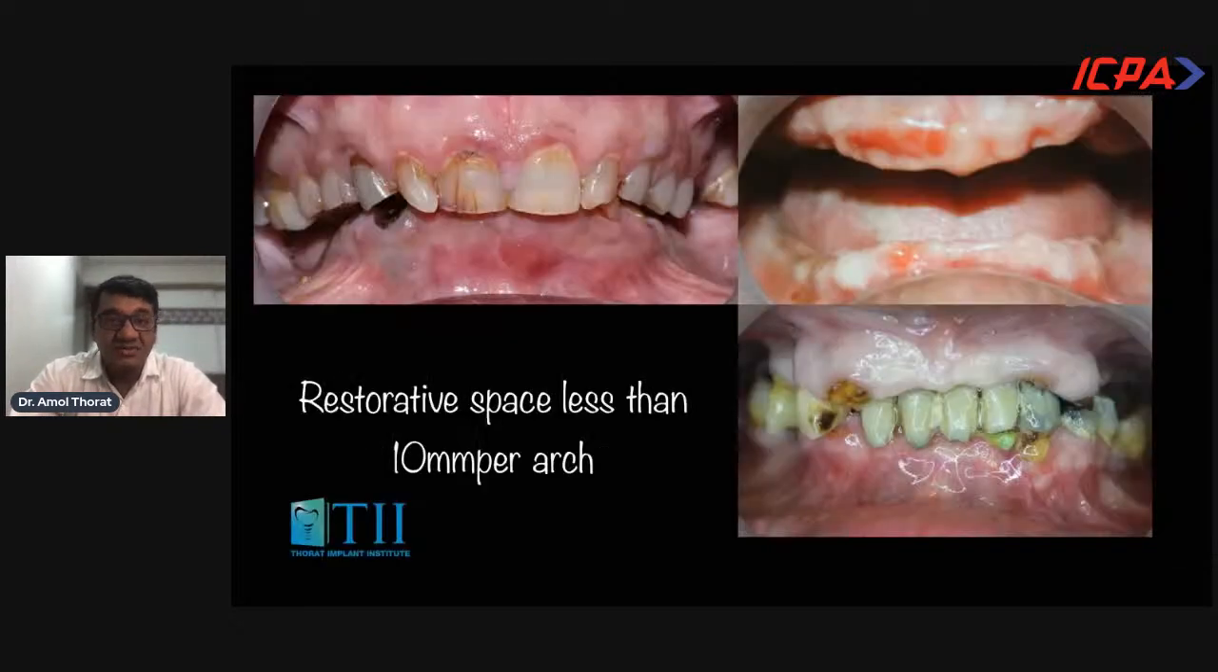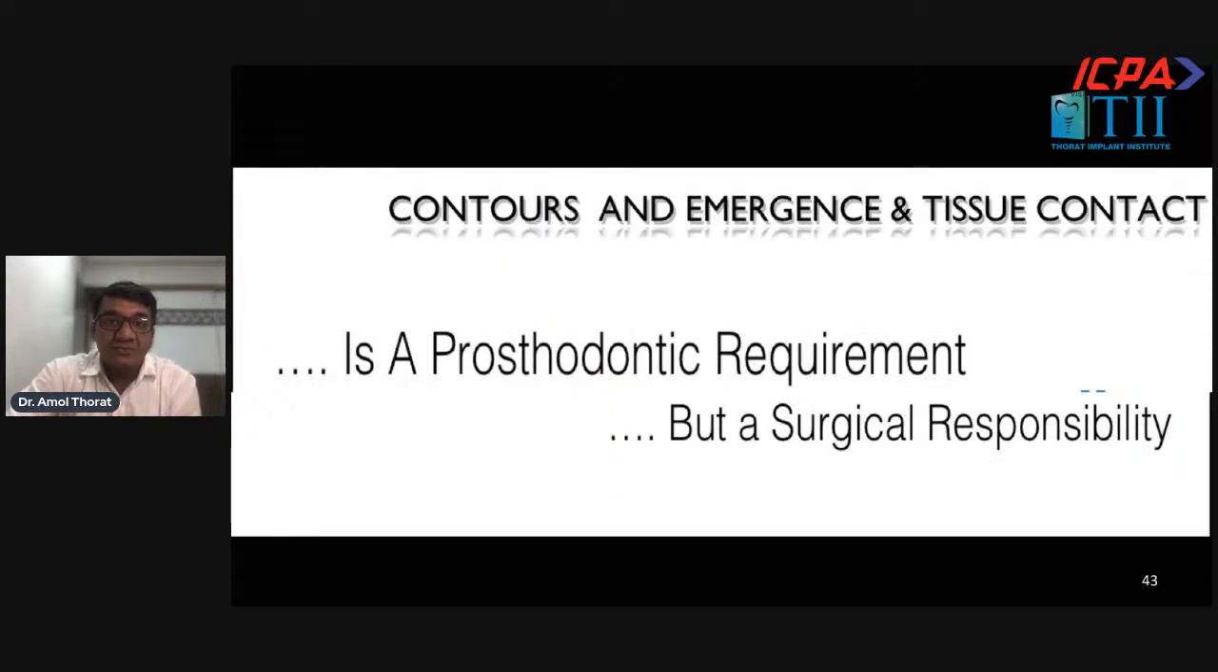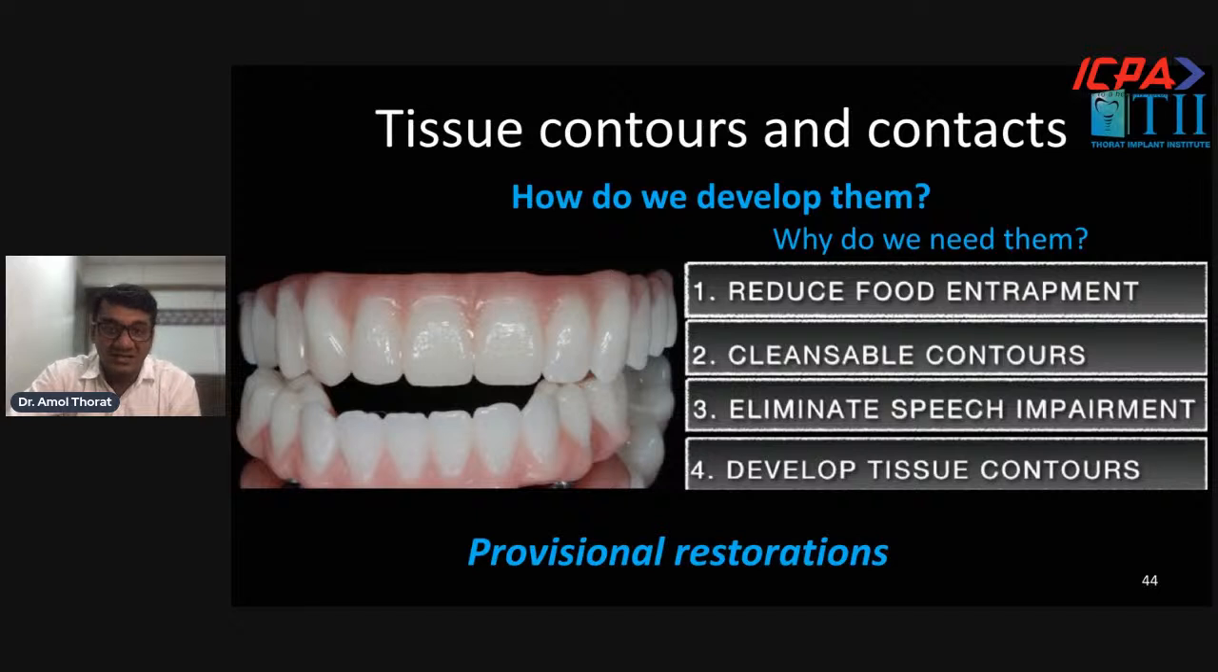Second is the restorative space. This restorative space is one of the key factors in deciding the type of prosthesis. You can have minimum space, you can have about 10 to 12 millimeters, you can have 15 to 16 millimeters of space. So depending upon the restorative space, your treatment options do change. Third is the lip line, which is very, very important. Fourth is the contours and emergence, the tissue contacts.